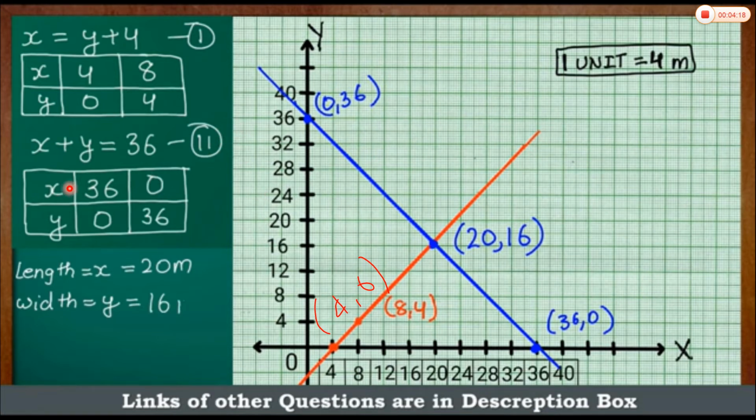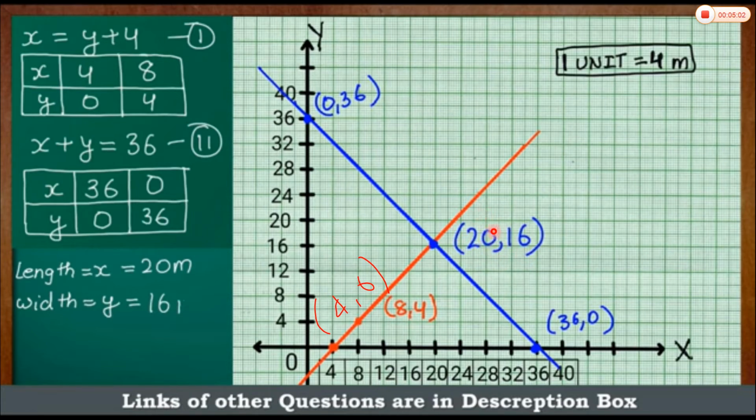From the second equation we obtained a table: x equal to 36, y equal to 0. We know that on the x-axis the value of y equals 0, and from the second, x is 0 and y is 36. We know that on the y-axis the value of x equals 0. So join these points, and these two lines intersect at the point (20, 16). So the first is known as the x-axis and the second as the y-axis.